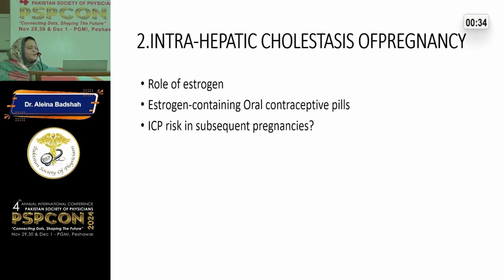One other thing that you should keep in mind: a pregnant female who is, suppose, pregnant for the first or the second time, or those with singleton pregnancies, might be at lesser risk as compared to those who are multigravida, who have multiple pregnancies, because multiple pregnancies are going to increase their estrogen levels and make them more susceptible to intrahepatic cholestasis of pregnancy.